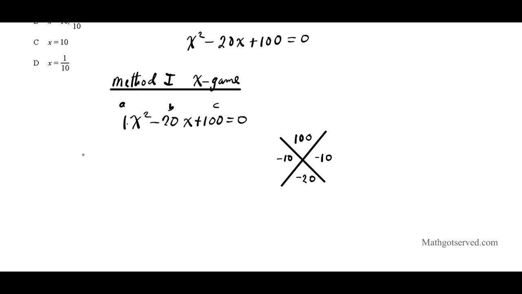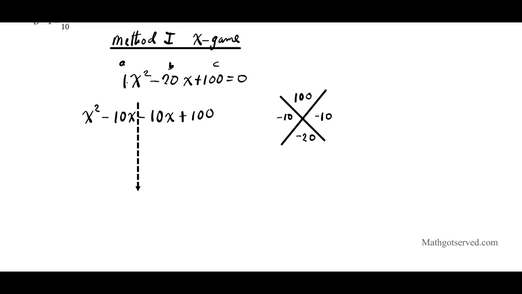So let's plug that in here. We'll have x squared minus 10x minus 10x plus 100. All I just did is replace negative 20 with these two numbers. Now I'm going to break it down the center, and then we're going to factor by grouping, okay? All right, so let's break down our respective factors.